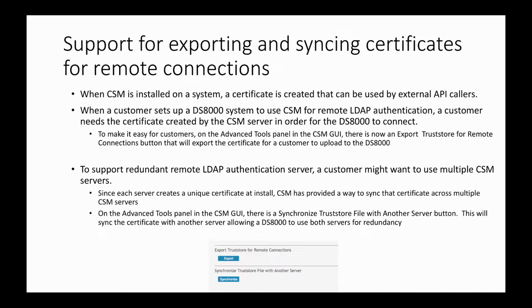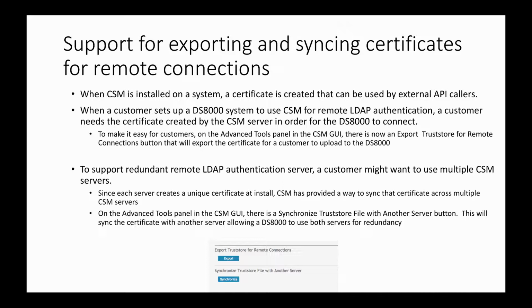First one is on the Advanced tab panel, we have added an export button. So in the little picture you see below there, see Export Trust Store for remote connections. This will allow you to export that certificate file to wherever your browser is located, so that when you set up the DS8000 via probably the DS CLI or possibly the DS GUI, you can import that certificate without having to muck with the operating system that CSM is installed on.